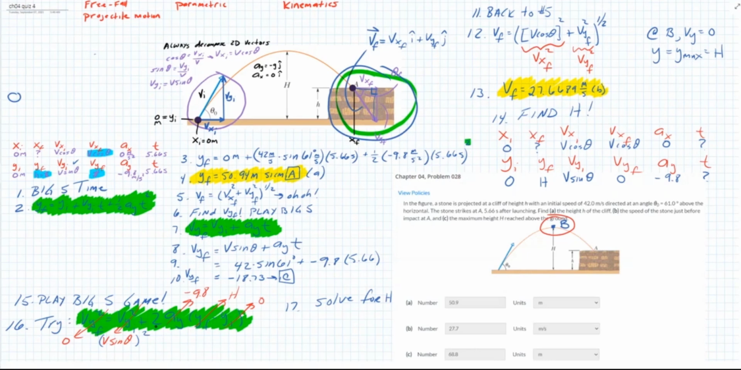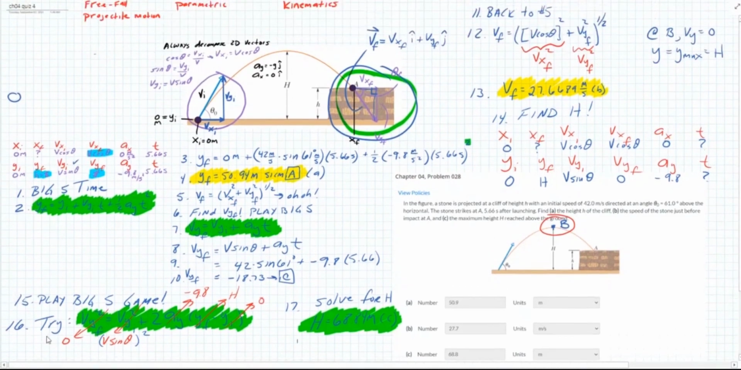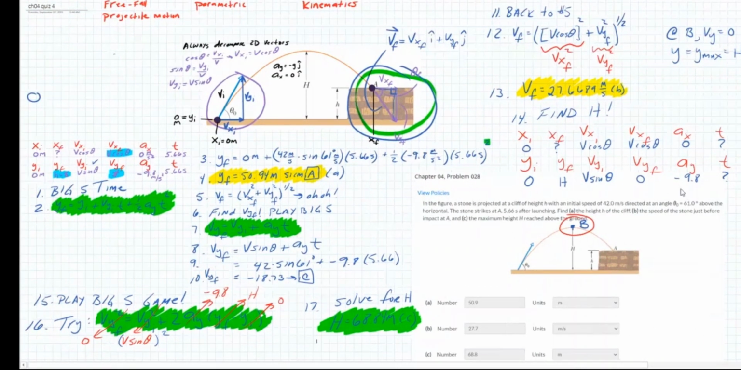All righty then, 68.8. And that's the answer to part C. And we're done. Let's see how people are doing. Time check: 3:39.